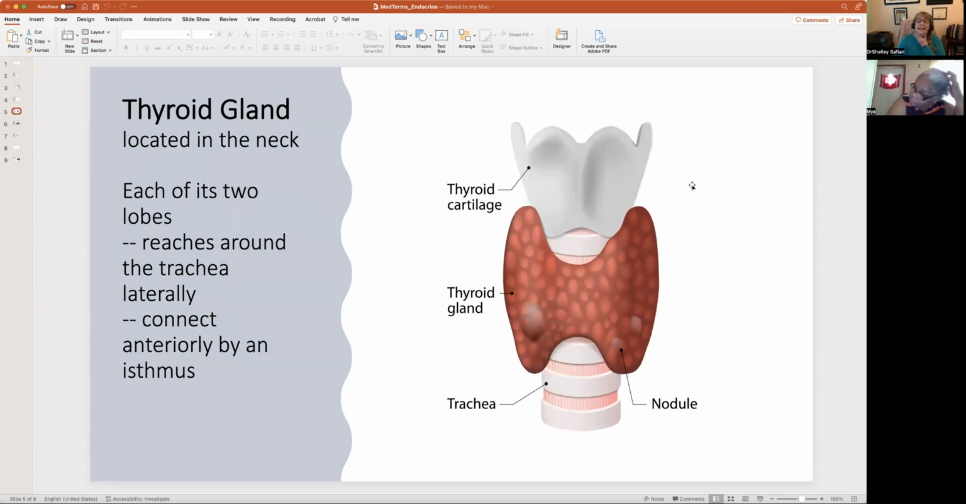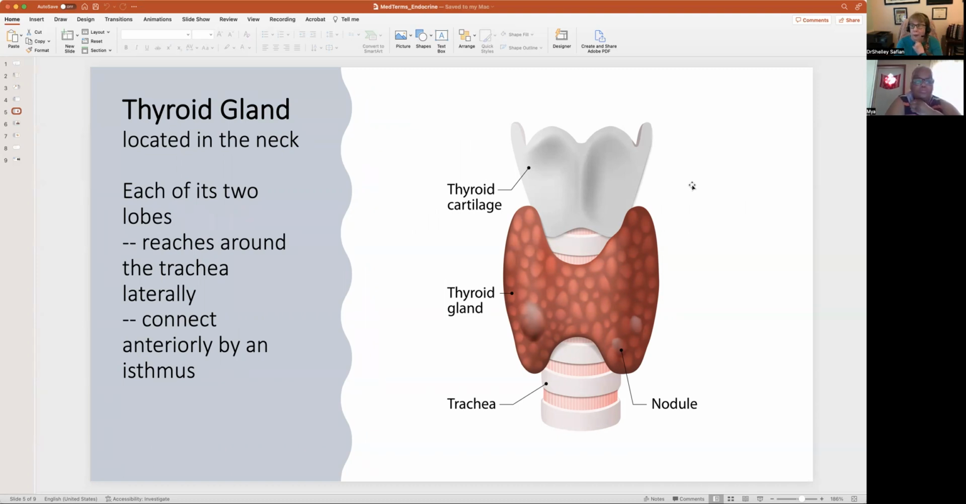All right, now inside your neck, you have your thyroid gland, and it looks like a butterfly. It wraps around the front and sides of your trachea.